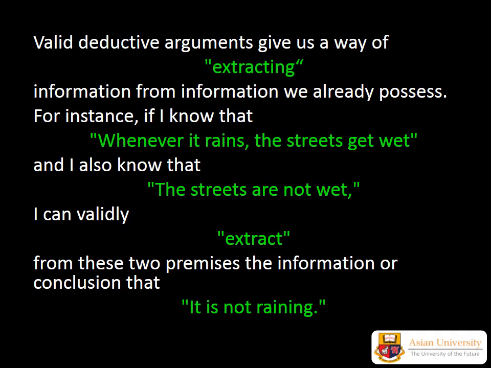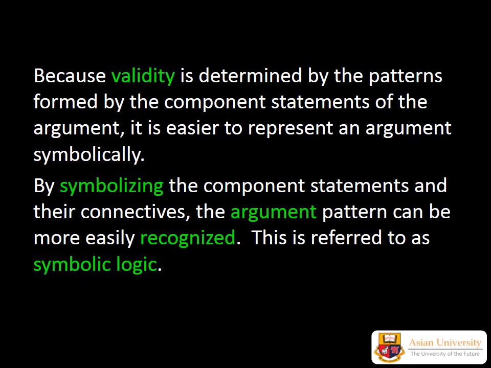Valid deductive arguments give us a way of extracting information from information we already possess. For instance, if I know that whenever it rains, the streets get wet, and I also know that the streets are not wet, I can validly extract from these two premises the information or conclusion that it is not raining, because validity is determined by the patterns formed by the component statements of the argument. It is easier to represent an argument symbolically by symbolizing the component statements and their connectives. The argument pattern can be more easily recognized. This is referred to as symbolic logic.